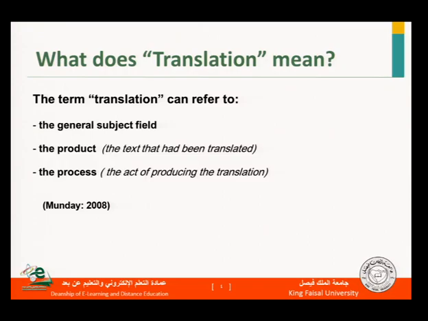The term translation can refer to, ممكن يعود هذا المصطلح حق translation ممكن يعود إلى إيش؟ The general subject field about everything that's happening in translation, whether it is you the translator or the text, or translating strategies or whatever is related to translation.